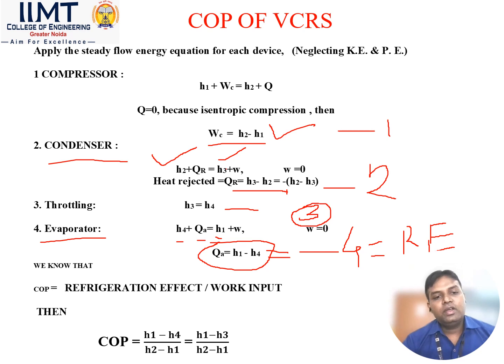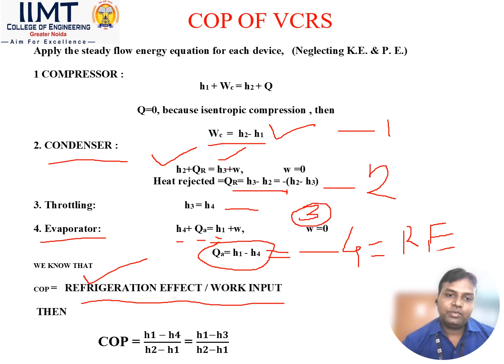Now we know that COP equals refrigeration effect divided by the work input. The refrigeration effect takes place in the evaporator, which is H1 minus H4. So we write COP equal to H1 minus H4 divided by the work input, which happens in the compressor, H2 minus H1. And we can rewrite this equation in terms of H3, replacing H4 with H3, because we know that H3 equals H4 from equation 3. So we write H1 minus H3 divided by H2 minus H1. This is the COP of the vapor compression refrigeration system in terms of enthalpy.